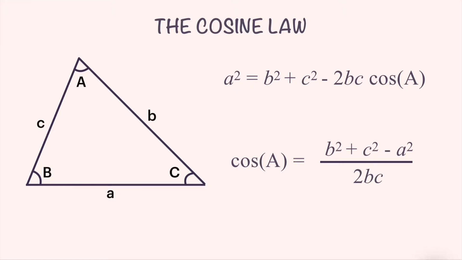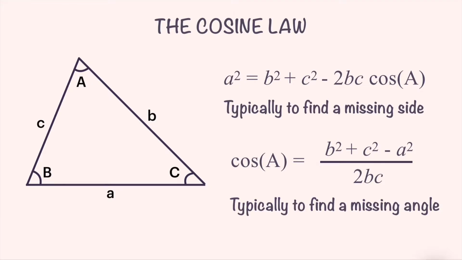a squared is equal to b squared plus c squared minus 2 times b times c times cosine of angle A. The equation below is the same cosine law but just written differently. And the reason that the cosine law is commonly written in two ways is because the version on top can be used to calculate for the missing side faster, while the second version can calculate the angles faster.